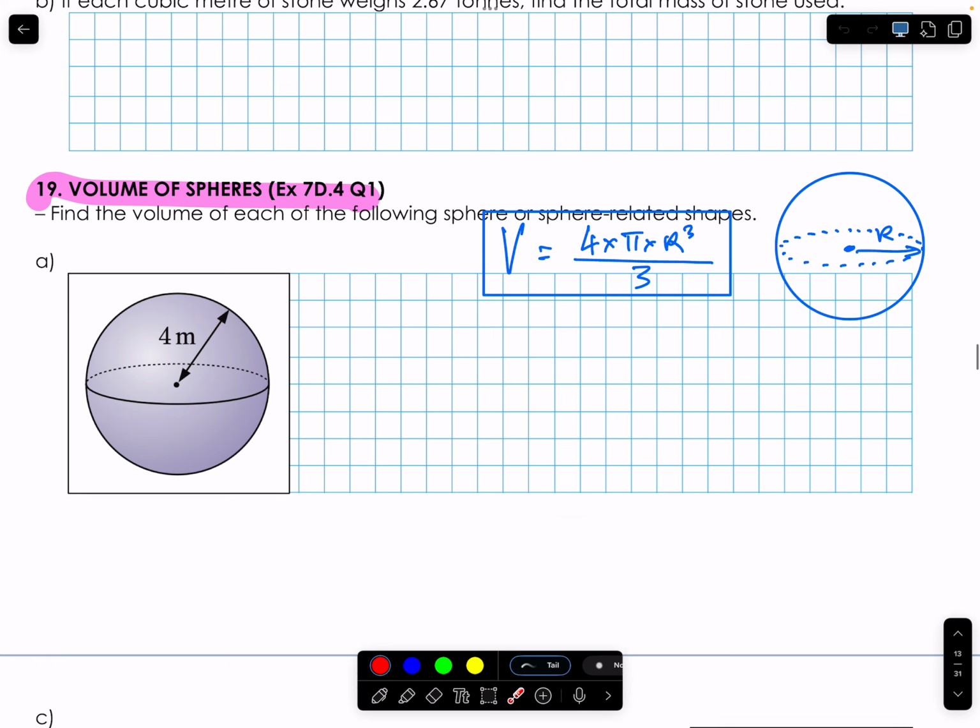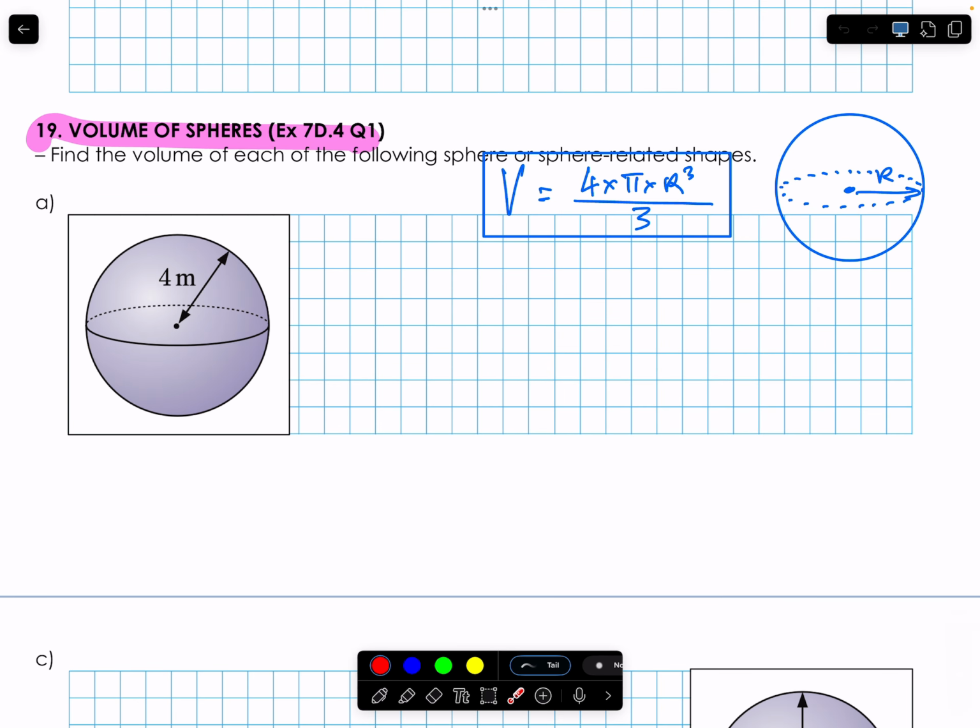So the first formula you need today is the formula for the volume of a sphere. You got the formula for the surface area of a sphere previous week, but we want to know how much space a sphere takes up in 3 dimensions. So the formula for that is 4 times pi times the radius cubed, and then you divide that answer by 3, and that's going to be however many cubic units your sphere takes up.